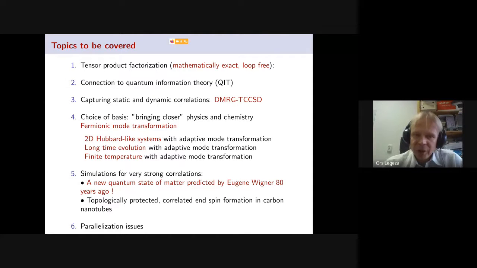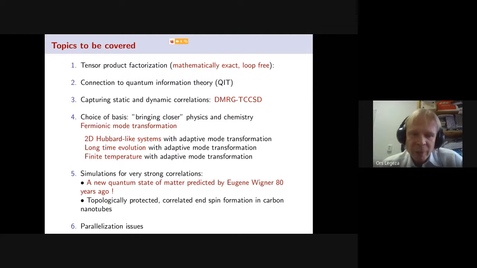So in tensor product factorization, I will focus on the mathematically exact loop-free networks, basically. Its connection to quantum information theory, but just the basic important aspects. Then a few words about DMRG-TCC, which is just a method to capture dynamic correlations.